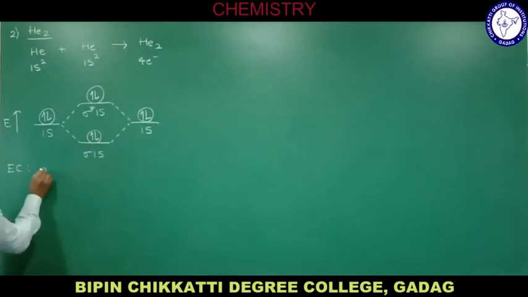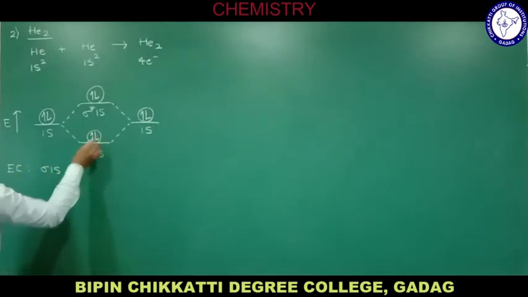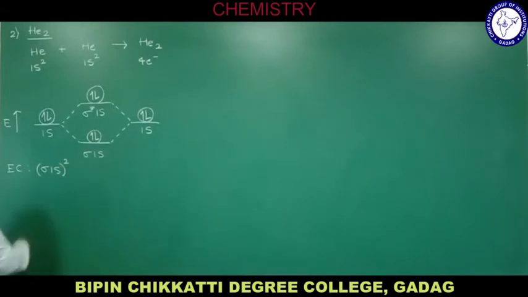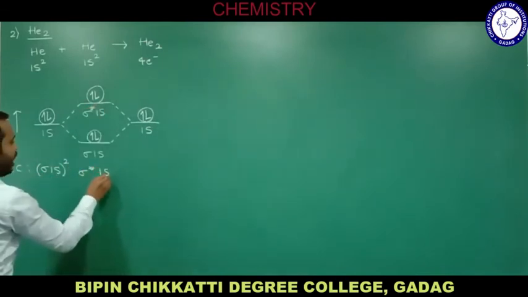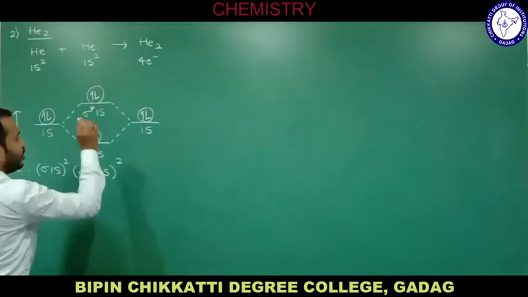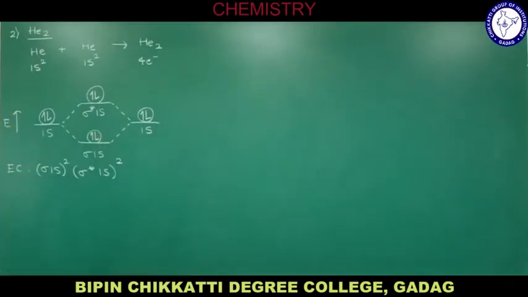So we have a sigma 1s. In sigma 1s we have 2 electrons, so in superscript I write 2, and next one is sigma star 1s, and there also we have 2 electrons. I am going to write 2. That is the electronic configuration of helium molecule. And what about the bond order? We'll see.